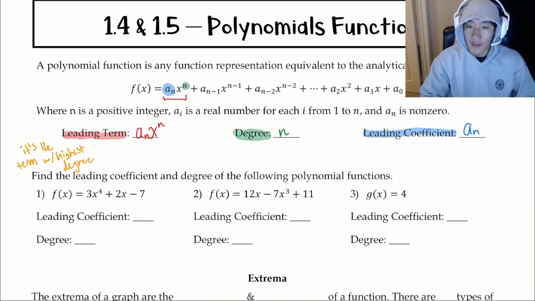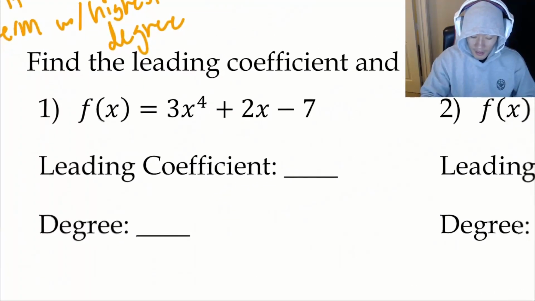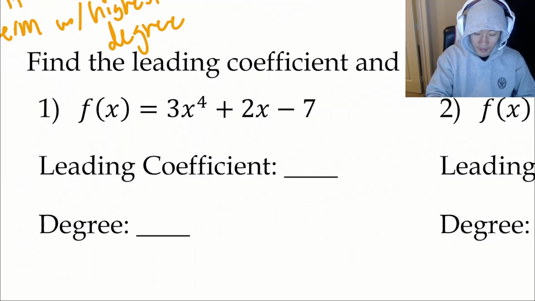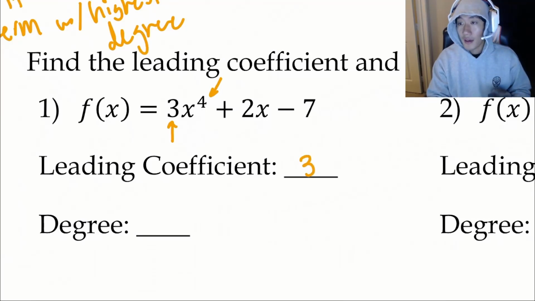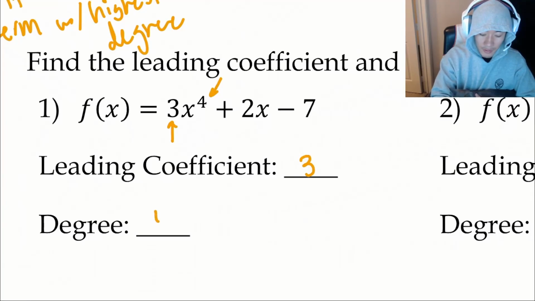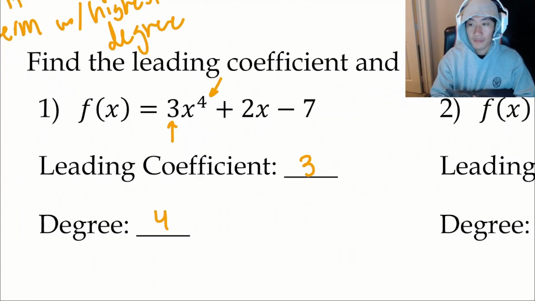So let's see, it says find the leading coefficient and degree of the following polynomial functions. So same premise. The leading coefficient is the number associated with the highest degree. In this case, we have highest degree of 4. Thus, our leading coefficient is simply the number in front, so 3. And then if I want to talk about that degree, well, we can see it to be 4 as well. So there's our answers for that.